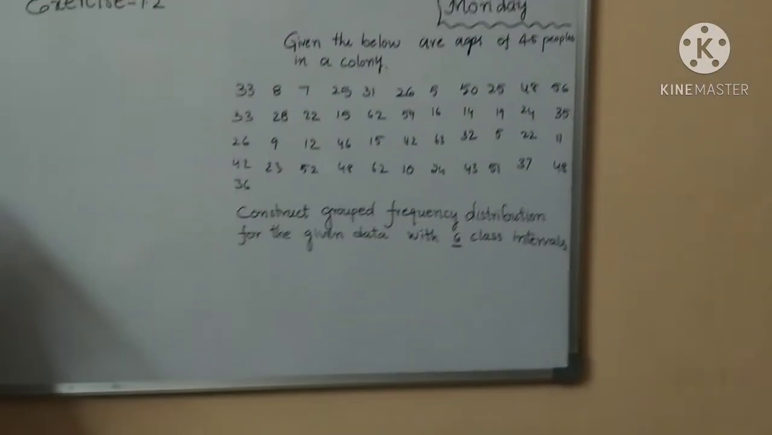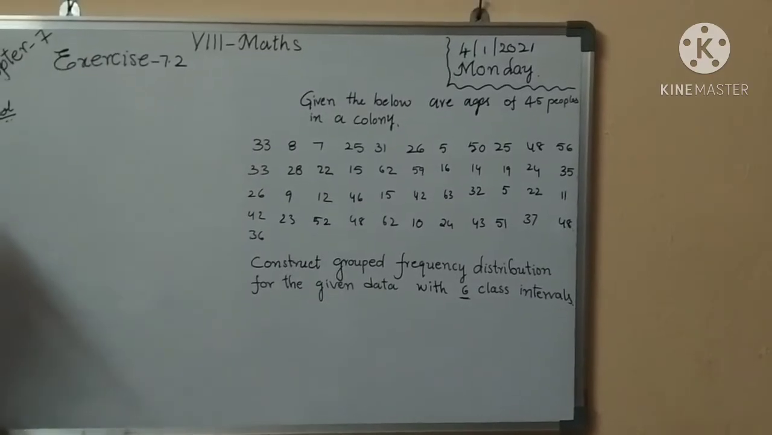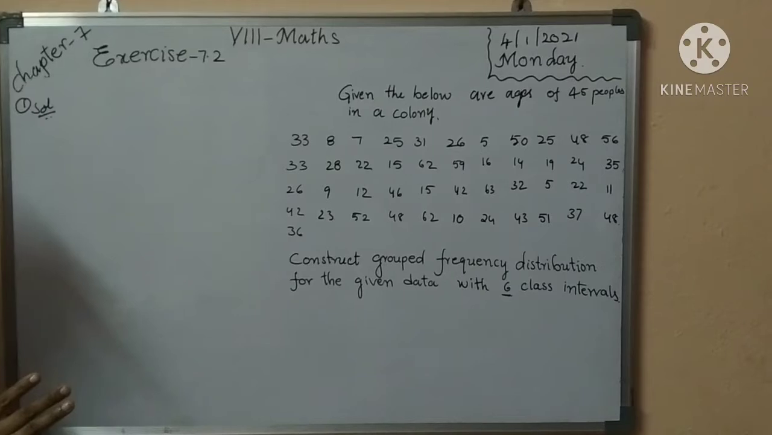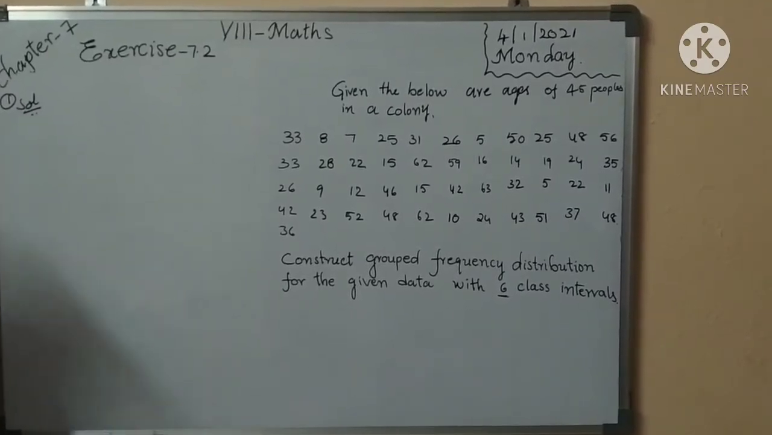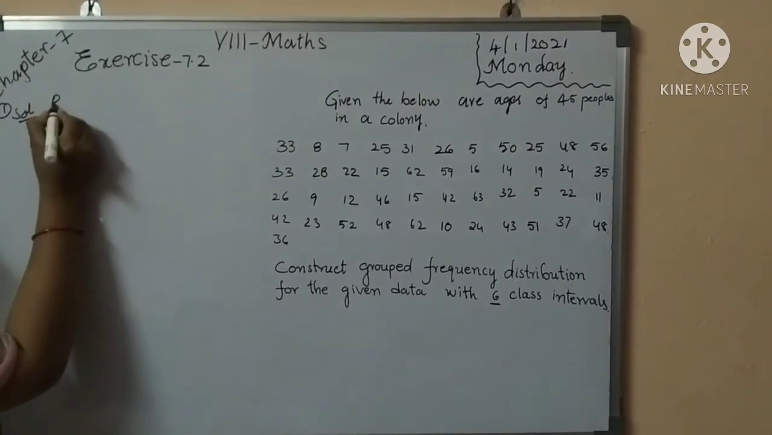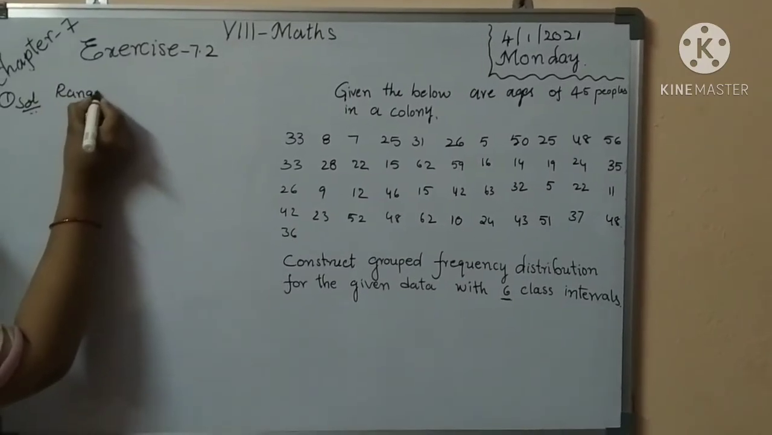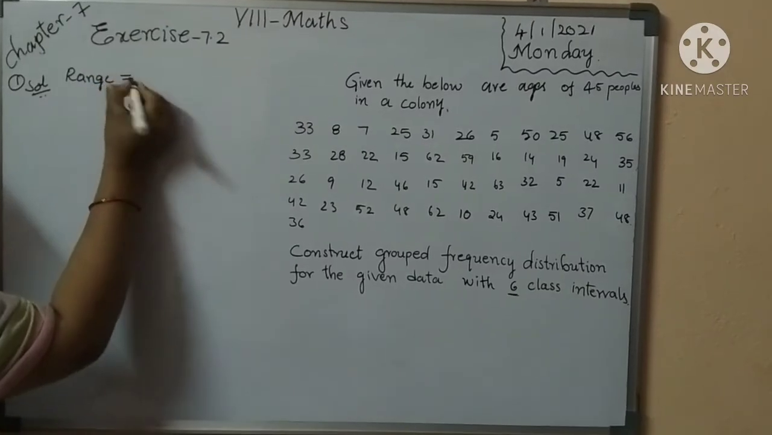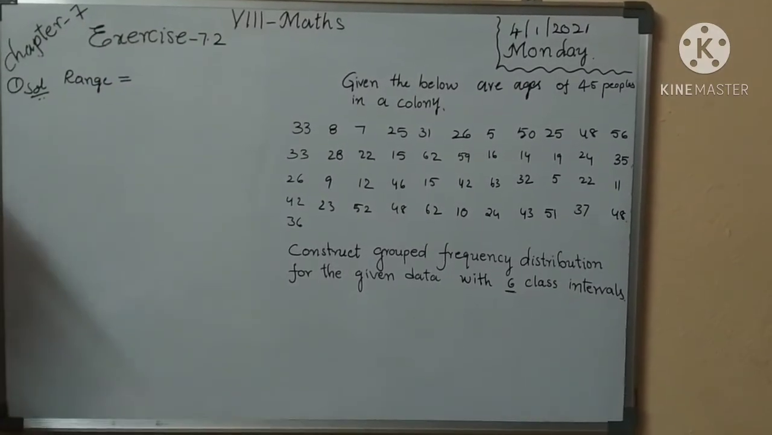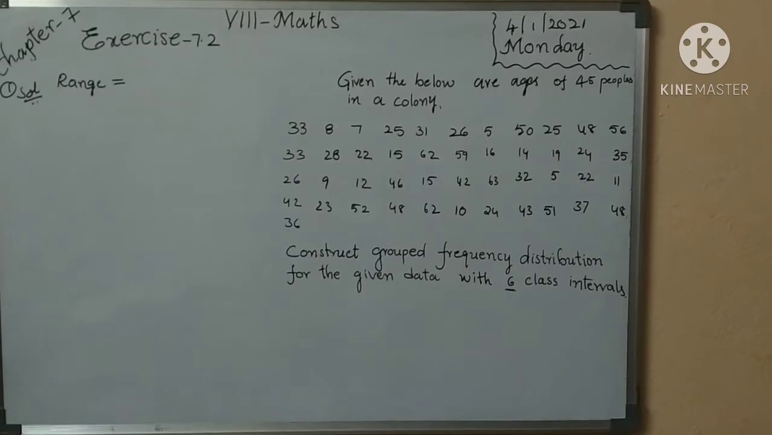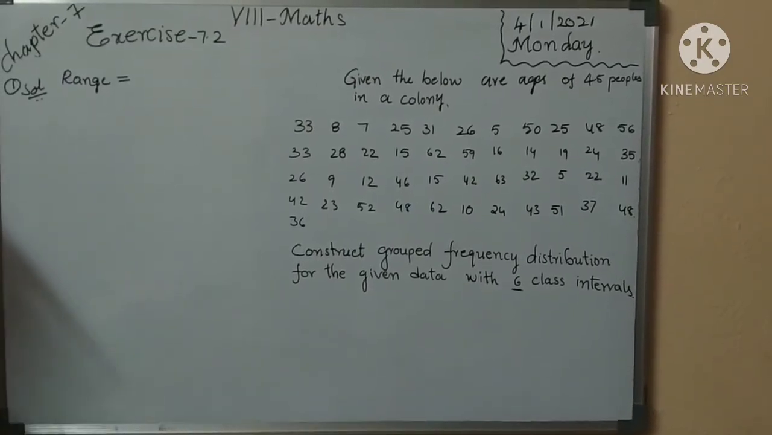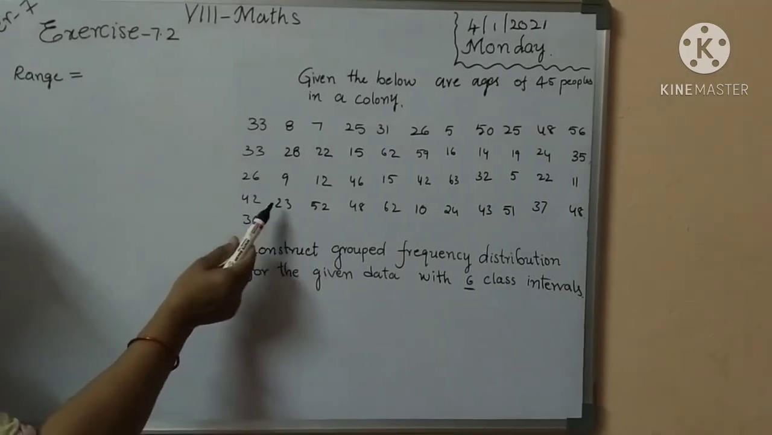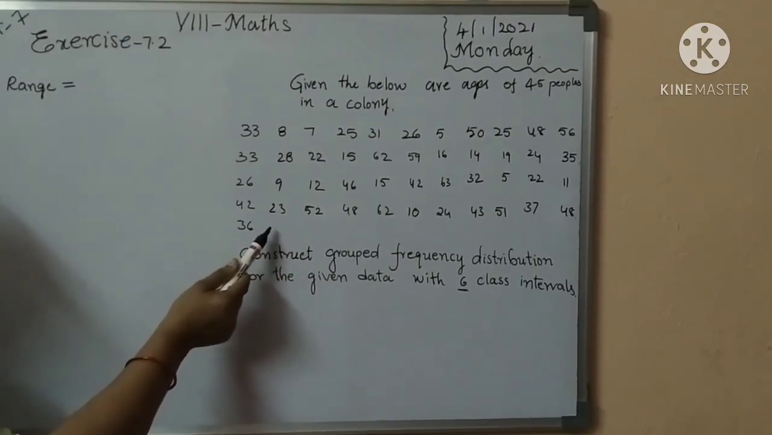We know the range. What is a range? The difference between the maximum value and the minimum value. Okay children, did you understand? What is a range? The range is maximum value minus minimum value. Difference means minus. What is the maximum value in the data, the highest value? What is there?